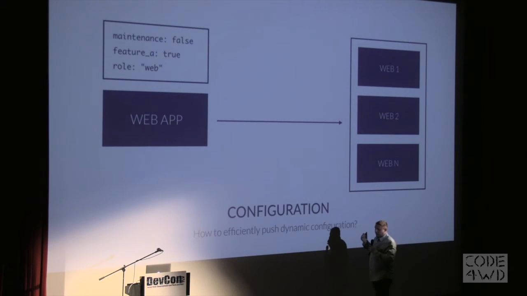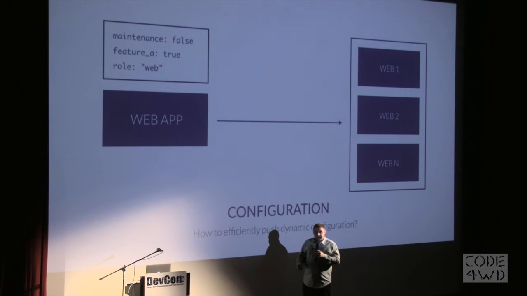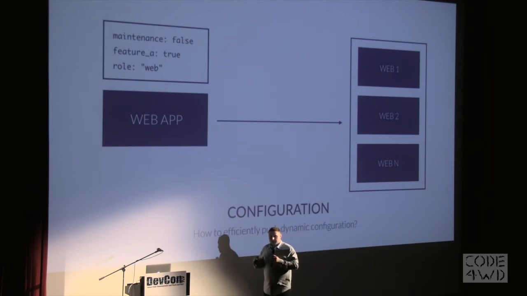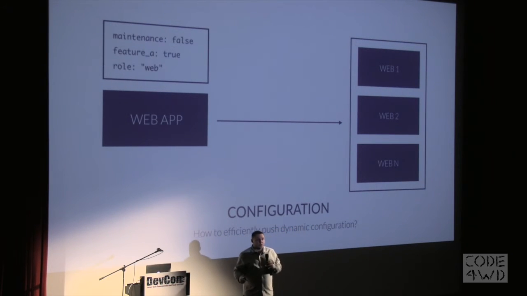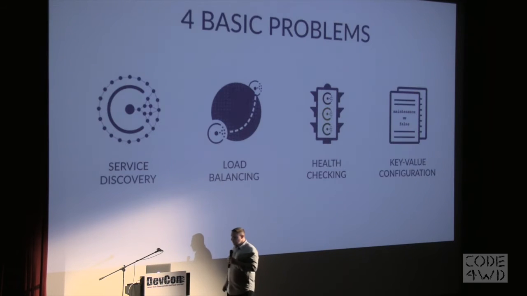So let's say I want to enable a feature flag, or I want to put a particular node in maintenance mode. How can I do that effectively without taking down the entire application, without forcing a Puppet run or a Chef client run across my entire cluster just to reach some convergence state?